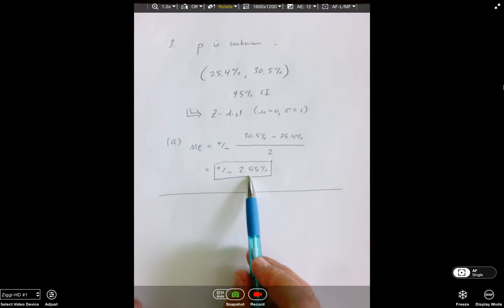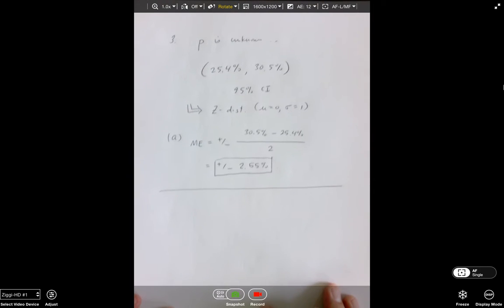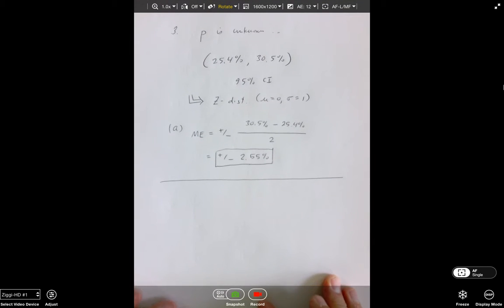Now, typically in problems that deal with percentages, our line in the sand here, we like to have a margin of error of at most 3%. Now, we want our margin of error to be 3% or lower. So this seems to be a reasonable estimation of this unknown percentage that we're trying to estimate.